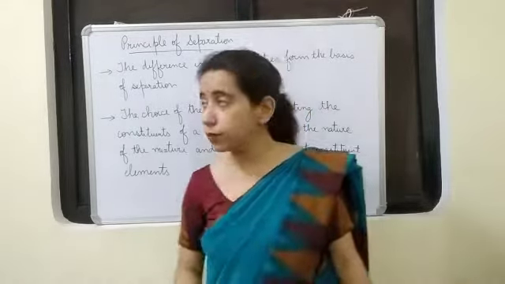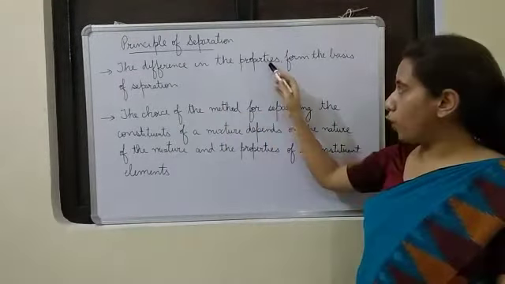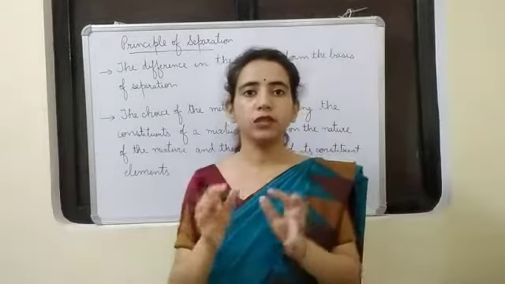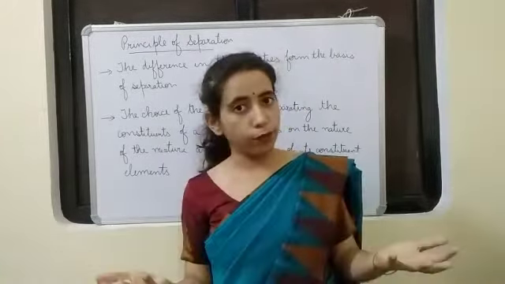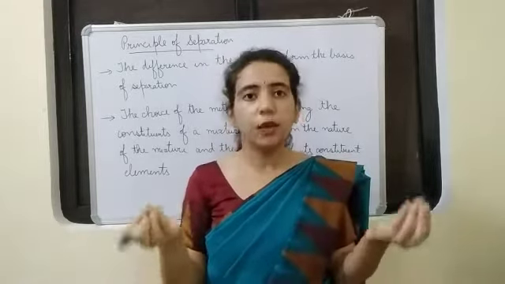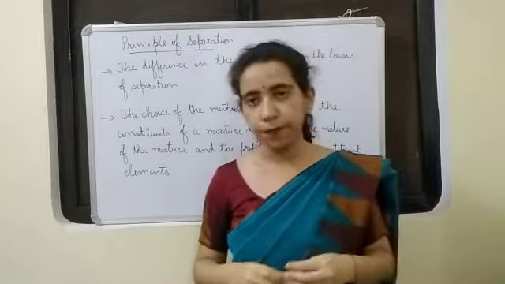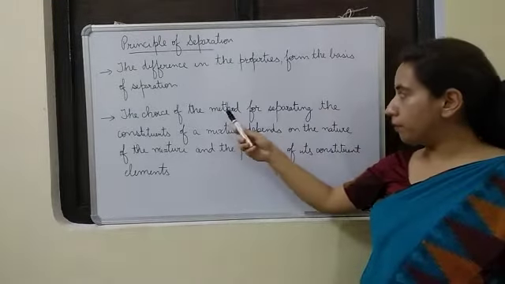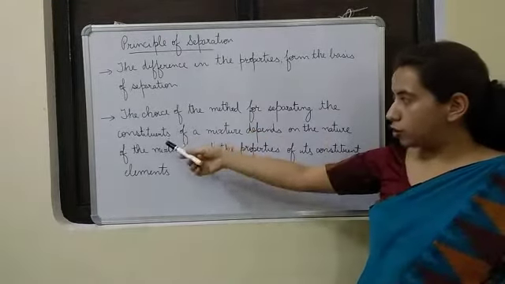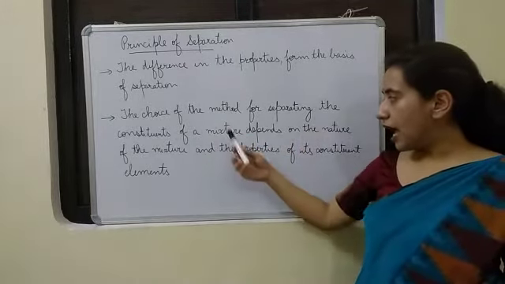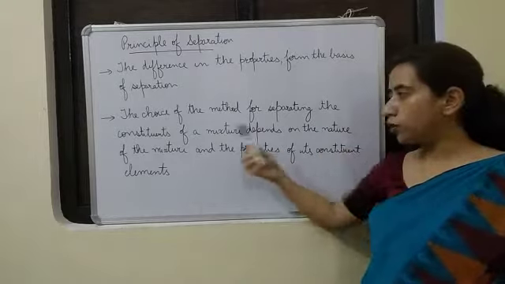Okay, let us see the first point. The difference in the properties forms the basis of separation. That means if two or more things are mixed, they will have different properties, and that difference in their properties only forms the basis of separation. Okay. Then the choice of the method for separating the constituents of a mixture depends on the nature of the mixture and the properties of its constituent elements.